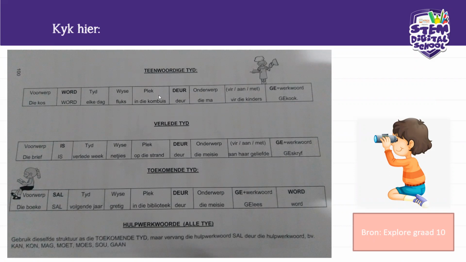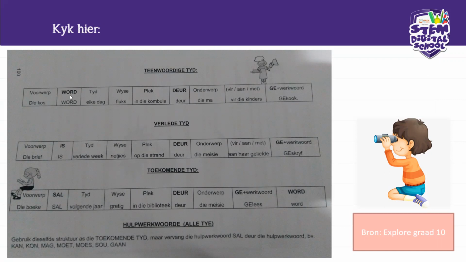And look at the sentence here. Remember, the object and the subject change places in a sentence in the Lydende vorm. So here you will see the voorwerp is now in front and the onderwerp is at the back. So look here. This is a sentence written in the present tense. Die kos word elke dag fliks in die kombuis deur ma vir die kinders gekook. The sentence then, die kos is the voorwerp. If it was a normal sentence, an active sentence, then the onderwerp and voorwerp would have had different places again.